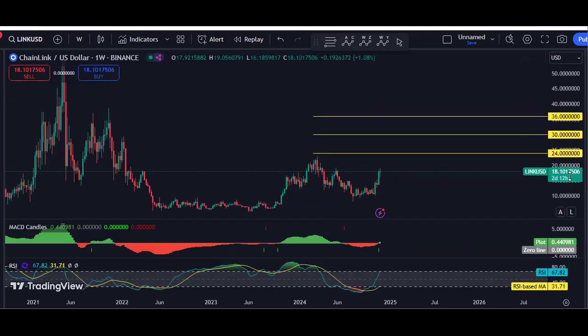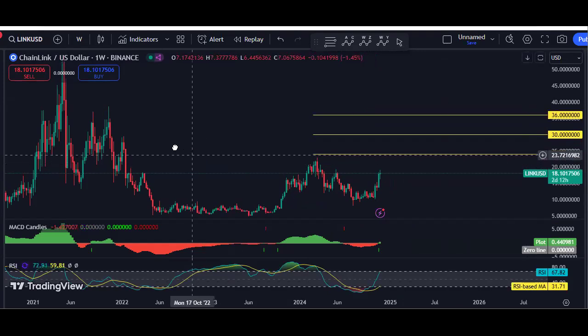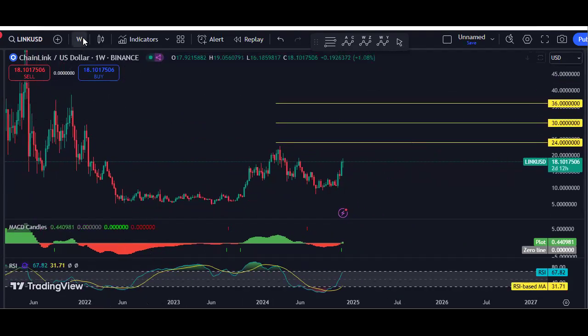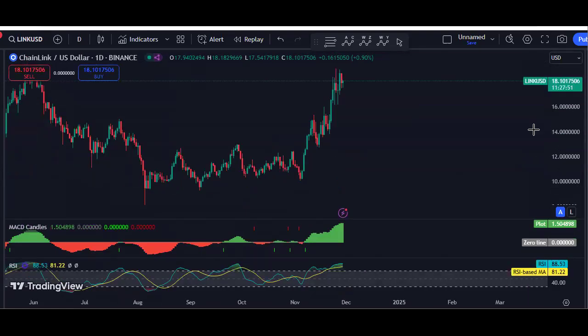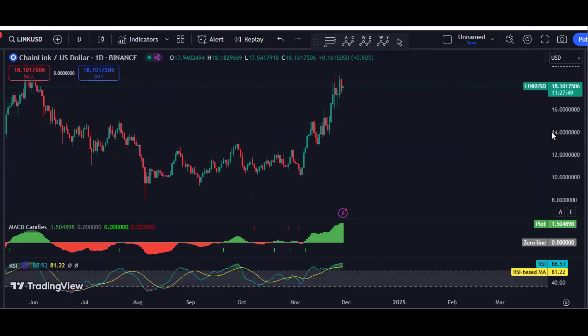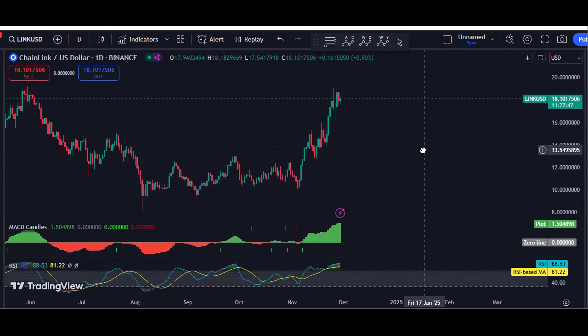And if we move to weekly, similar explanation. All right, and how we can look for trade, that means we're looking for buy. And if we move to the daily chart, based on the daily chart, I don't see any trade setup. The only thing is what we will get here.